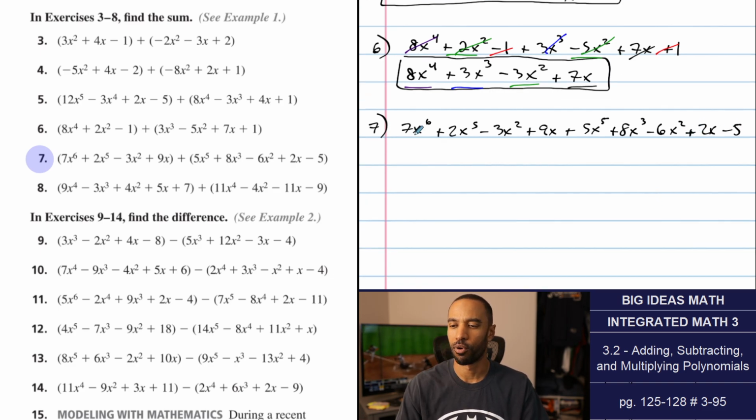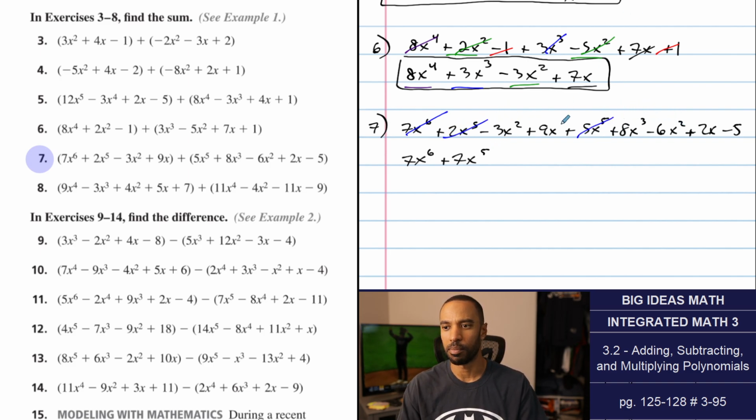So first I'm going to look for largest degree. That's 7x to the 6th. So I'll get rid of that guy. Now let's find 5th degree terms. 2x to the 5th, 5x to the 5th. Add those together, you get 7x to the 5th. So now it's not only that you know you've taken care of them, it's that you don't have to look at them anymore. I'm going to look for 4th powers. I can skip those. Nothing in the 4th power.